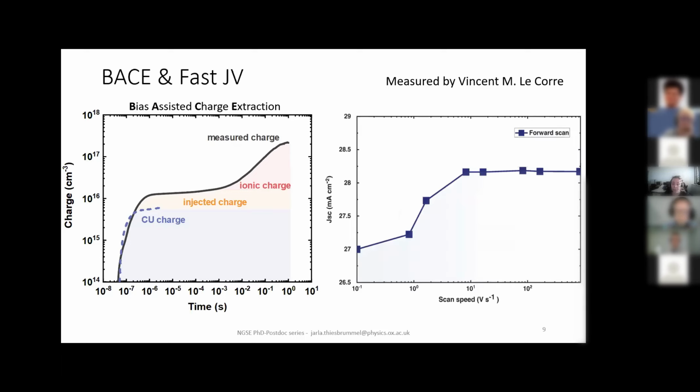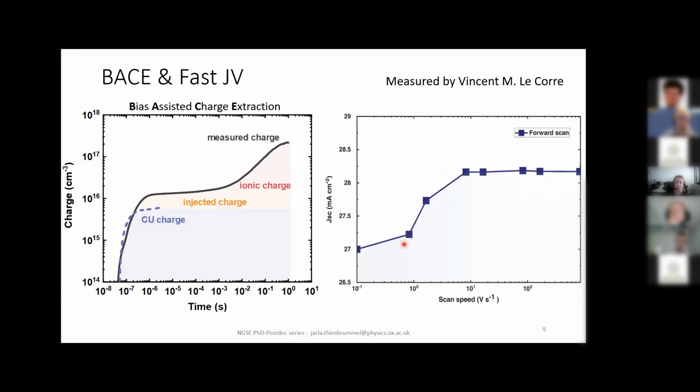Now, to confirm this further, we also performed what we call fast JV measurements, where we just measure JVs at different scan speeds. And what we find here is that at high scan speeds, over here, we have a high JSC. And as we start scanning slower and slower, at some point we have a sudden drop in JSC. And again, this is exactly at the time scale at which the ions are moving. So that just means that now that we start scanning slower, the ions have enough time to move to the sides and start screening the field.